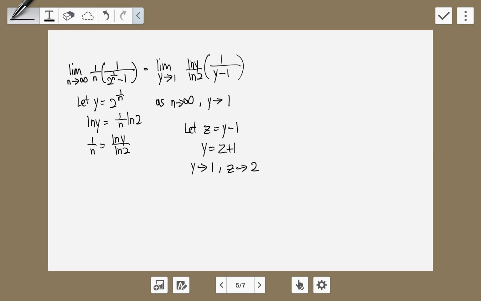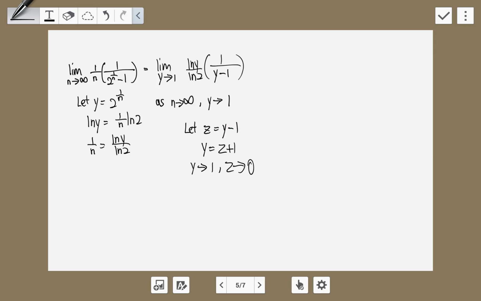Not quite right, so let me get back to this part. Okay, so (2^y - 1) over ln y goes to 1 and ln 2, 1 over n is ln y over ln 2. Okay, this part. So let z equal y minus 1. When y approaches 1, z approaches 0, because 1 minus 1 is 0.